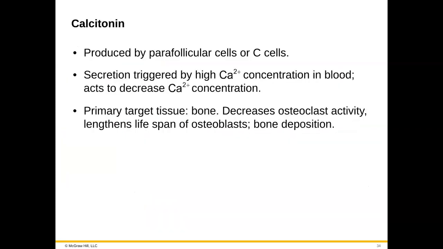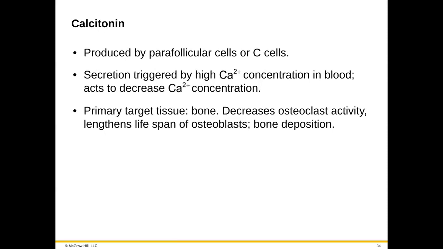So we talked briefly about calcitonin earlier. We said that calcitonin is produced by parafollicular cells. Some people refer to them as C cells, but I'll typically refer to them as parafollicular cells. And they're secreted when there's high concentrations of calcium within the blood. And what calcitonin is trying to do is decrease the amount of calcium concentration within the bloodstream. That's why it's calcitonin. It is toning down the amount of calcium within the bloodstream.